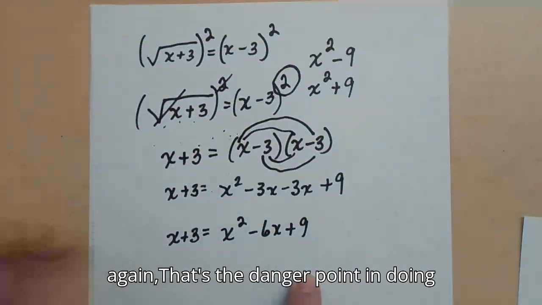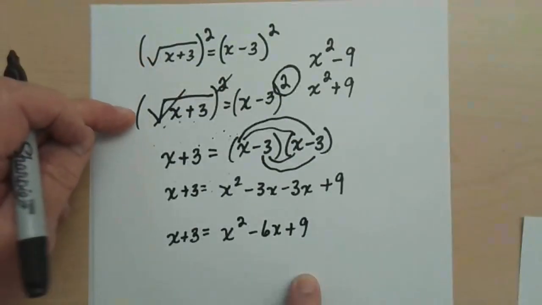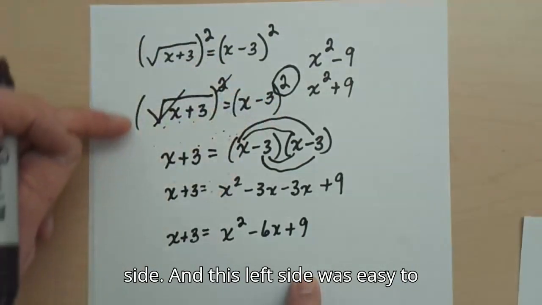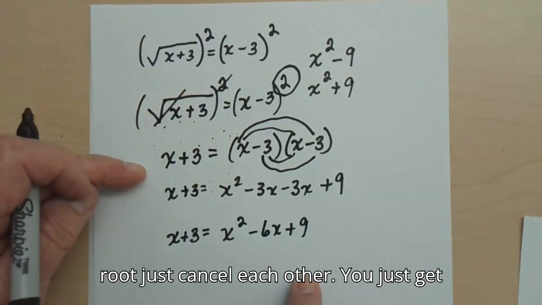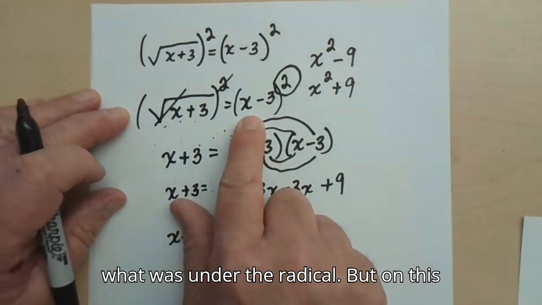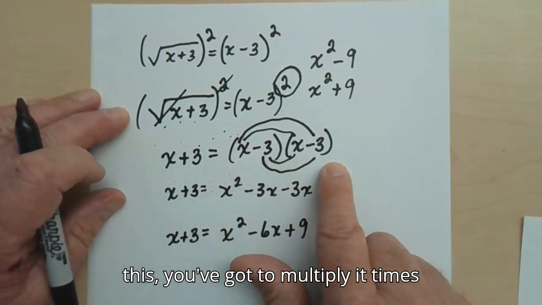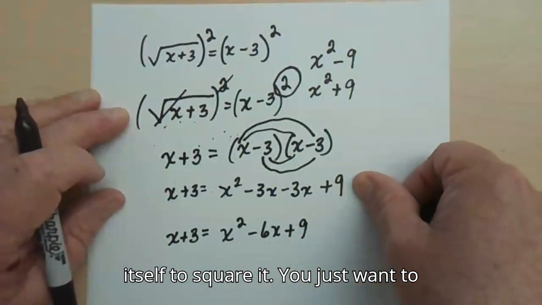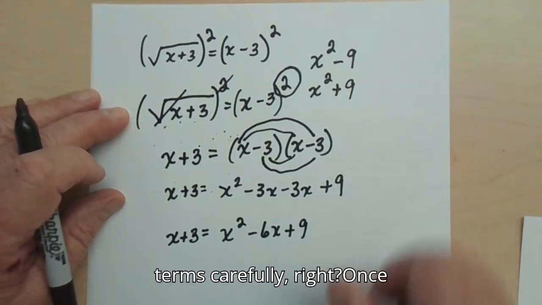So again, that's the danger point in doing this problem. It should be easy to see that we're going to need to square each side. And this left side was easy to square because the square and the square root just cancel each other. You just get what was under the radical. But on this right side, if there's two terms like this, you got to multiply it times itself to square it. You just want to FOIL and make sure you combine the like terms carefully, right?